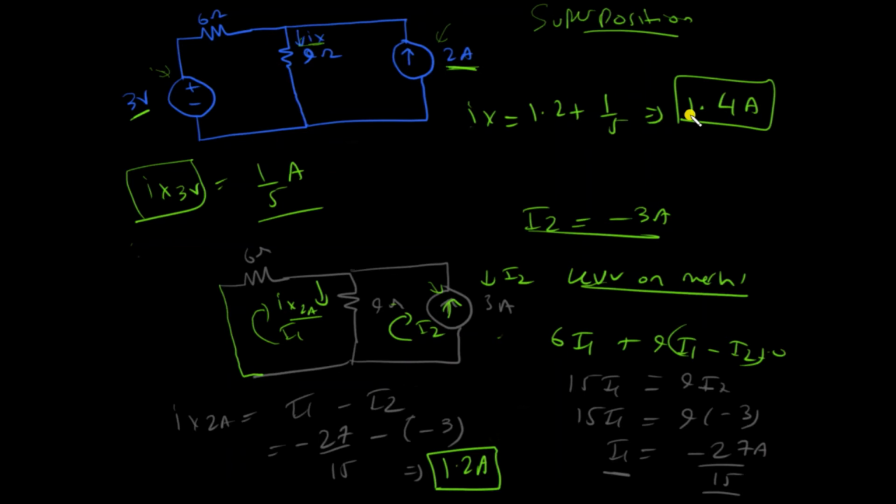So what I did was I just considered one independent source at a time, and I removed the other one. When I'm removing the current source, I do it with an open circuit, and when I'm removing a voltage source, I do it with a short circuit. And then I just solve the circuit for Ix 2 amps, and Ix 3 volts respectively, and I added them up to get the actual response. So this is what superposition is.